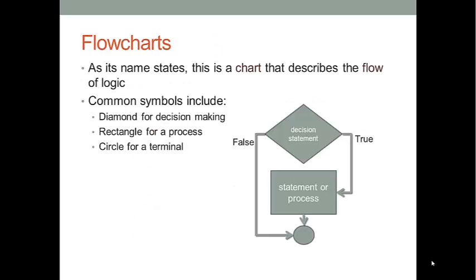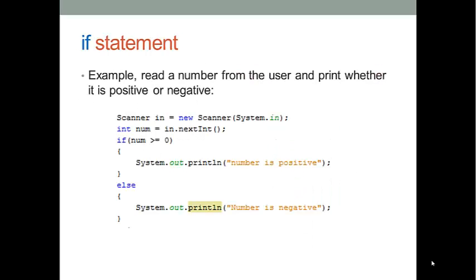We can document the decision-making process using flowcharts. As the name states, it is a chart that describes the flow of logic of a program. Some common symbols that you'll see include the diamond for decision-making, which can either be true or false, the rectangle representing a process, and the circle indicating the end of a program or a termination.